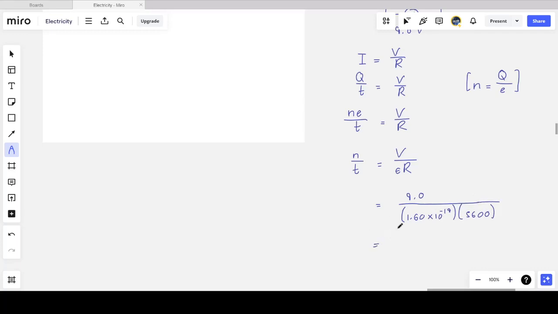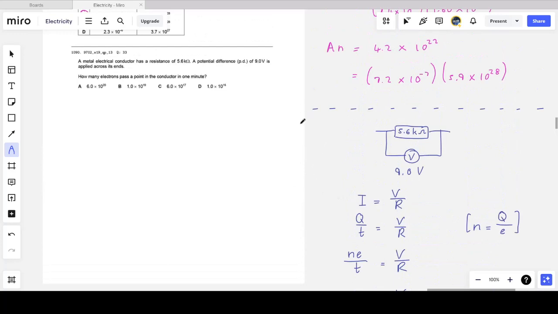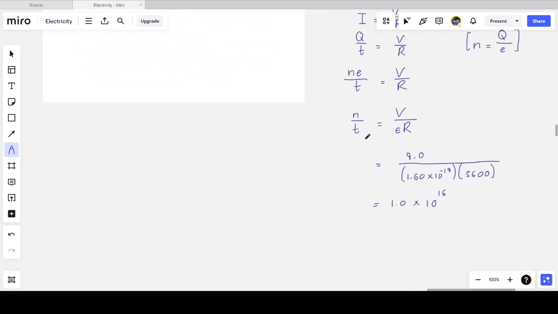And what I get is 1 times 10 to the power 16. So I happily can go and choose the answer 1 times 10 to the power 16, which is option D. But I have to be very careful. What I calculated was the number of electrons passing through a point in the conductor every second, because we're measuring time in seconds here. It's SI units. So that's per second, and I have to multiply this by 60 because there's 60 seconds per minute.